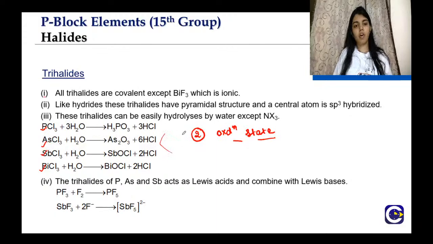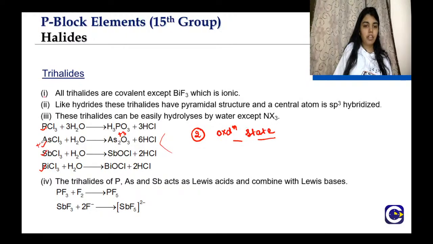So here also, in H3PO3 it will also have a +3 oxidation state. In arsenic, the oxidation state is +3, and here also arsenic will have a +3 oxidation state. So after hydrolysis, the compound obtained will also have the same oxidation state. The oxidation state does not change, right? On hydrolysis PCl3 gives H3PO3, or vice versa you can say that PCl3 is the anhydride of H3PO3.